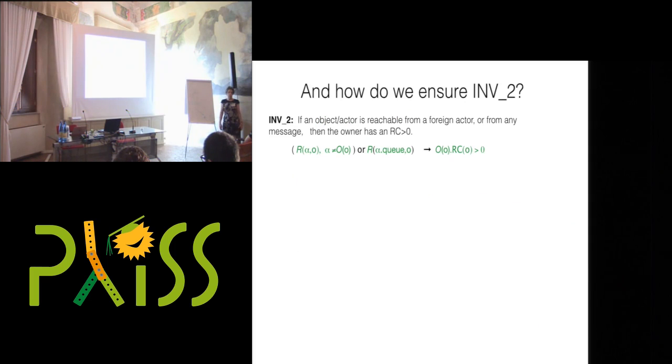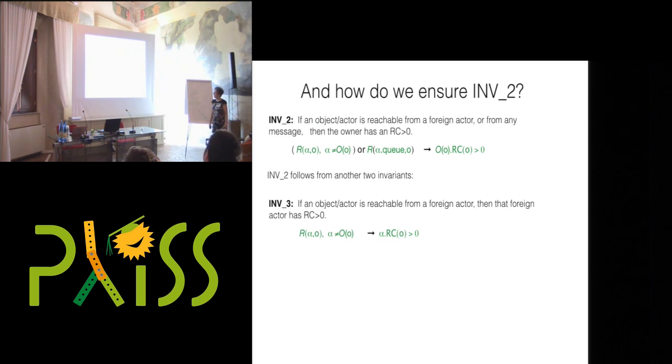So great, but then the question is, how do we make sure that the invariant 2 is preserved? And it follows from another 2 invariants. The first invariant says that if an object or an actor is reachable from another actor, then that actor has got a reference count greater than 0 for the object. So if I have an object that I can reach, it's not mine, it belongs to Juliana, then I also need to have a reference count greater than 0. Juliana needs to have a reference count greater than 0, and I have to have a reference count greater than 0. So that introduces the idea that Juliana and I need to have got some consistent view of the world. We don't have the same view of the world in our reference count, but they need to agree in some sense.